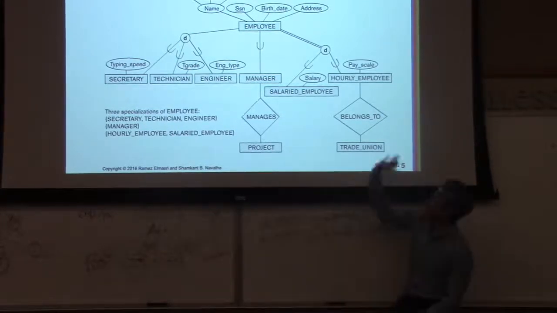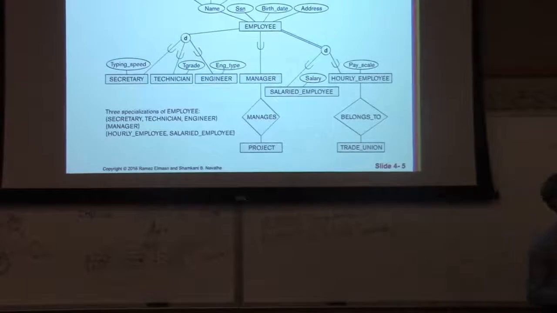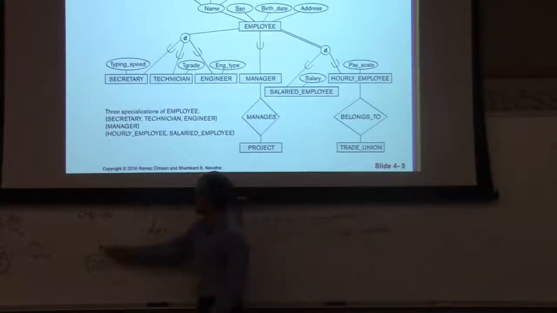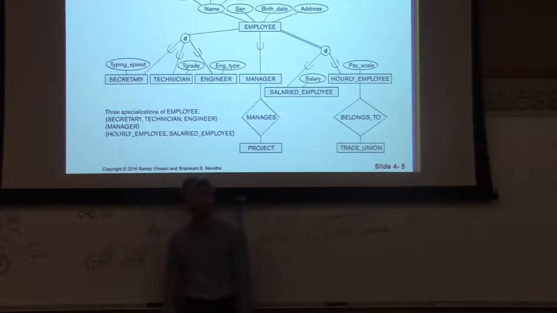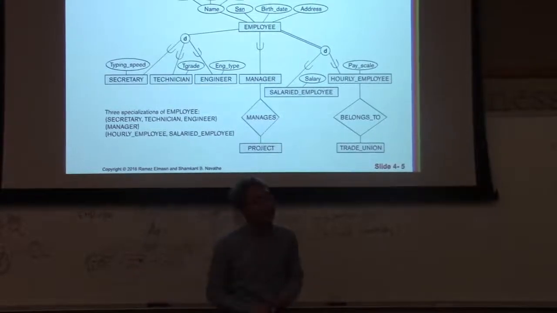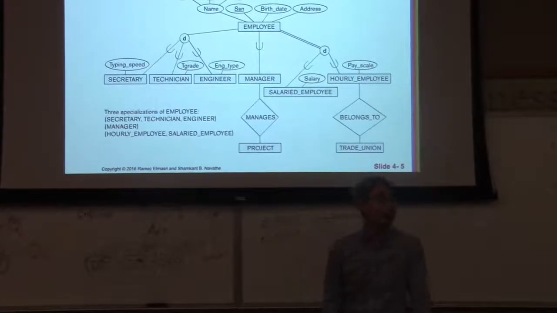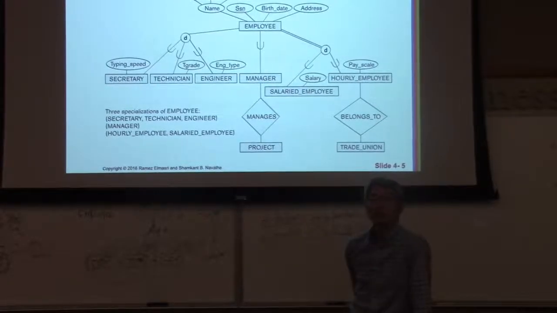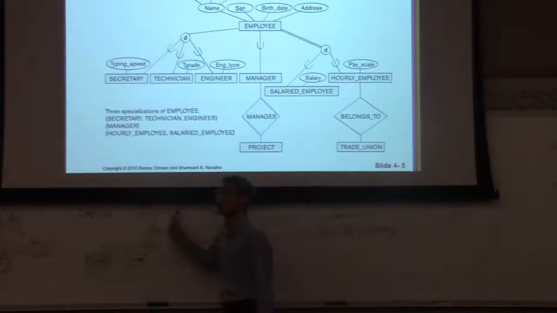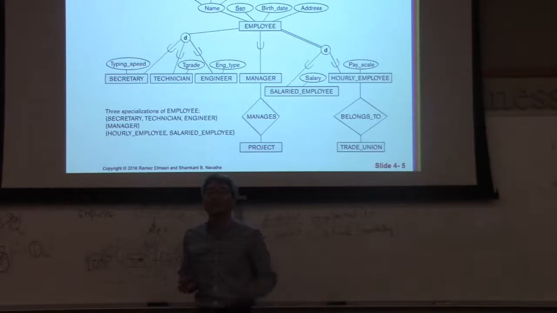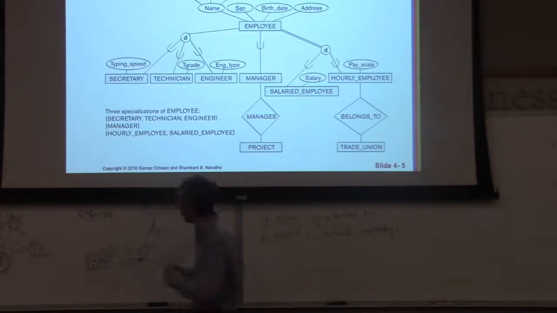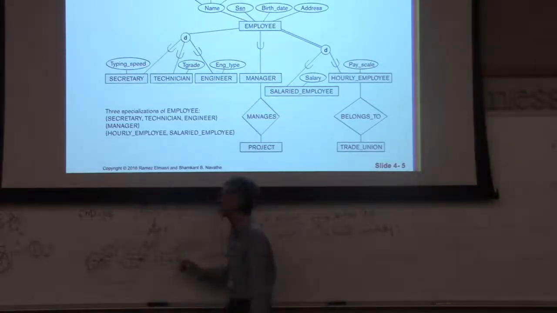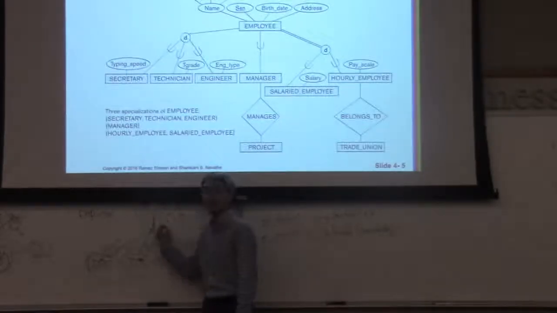So using the EER diagram, we can represent more precisely the meaning of the employee entity. So this is called the enhanced or extended ER diagram. So in the database design phase two, conceptual design, please consider such an enhanced part. Sometimes you may not have it. For example, my requirement is engineer, technician, and secretary only. But intentionally, you can create the generalized employee.